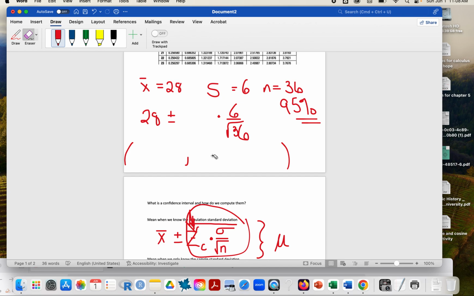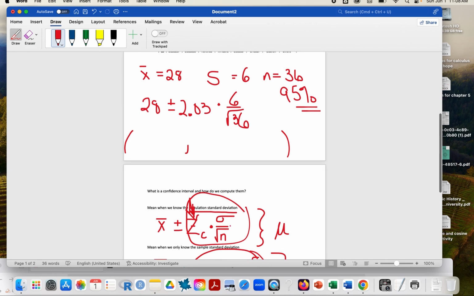The area is going to be 0.025 because we're dealing with a 95% confidence interval, and 95 is in the middle, and 5% is shared within the two tails. Our degrees of freedom are 35, and our multiplier will be 2.03. So what we're going to have here is a 2.03.